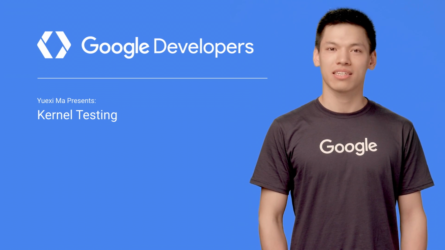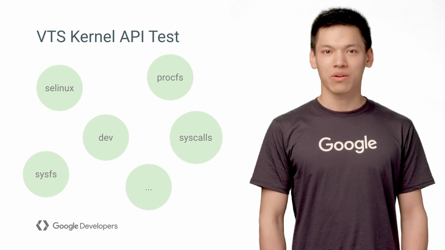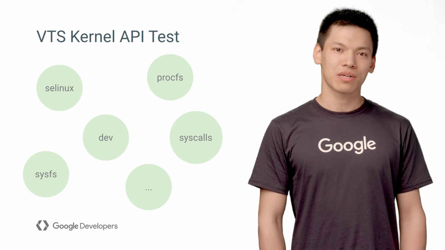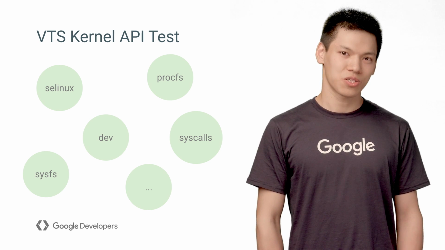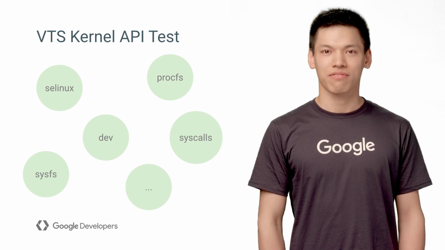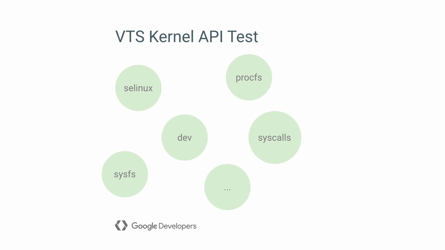passes all VTS tests. VTS kernel API tests are written by Android kernel team members to validate common kernel API components such as proc file system, kselftest, and SE Linux file system. Many of these tests are simple and straightforward, but all of them are used as compliance tests.